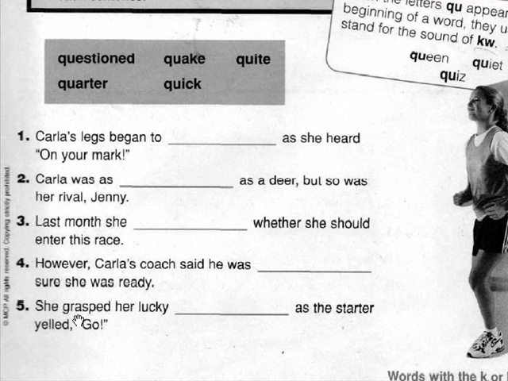She grasped her blank lucky as the starter yelled go. Well, we only have one word in there, and a lot of times people have some object that they think gives them luck. In this sense, it's a quarter. And a quarter is a coin that is 1/4 of a dollar. It's 25 cents. She grasped her lucky quarter as the starter yelled go.